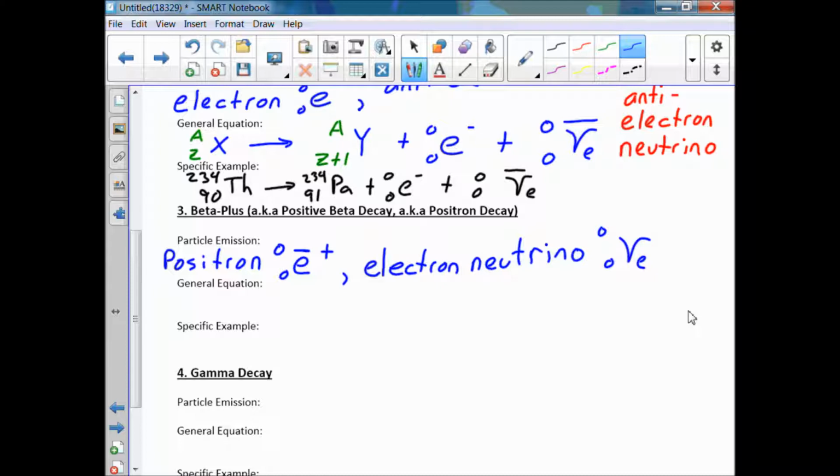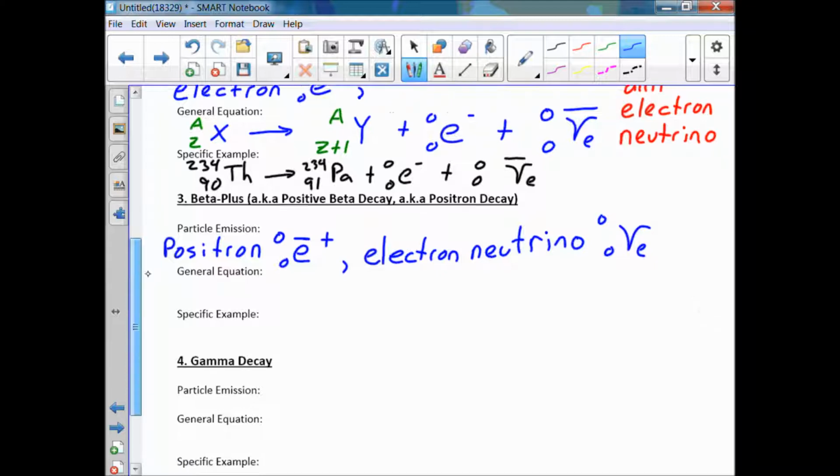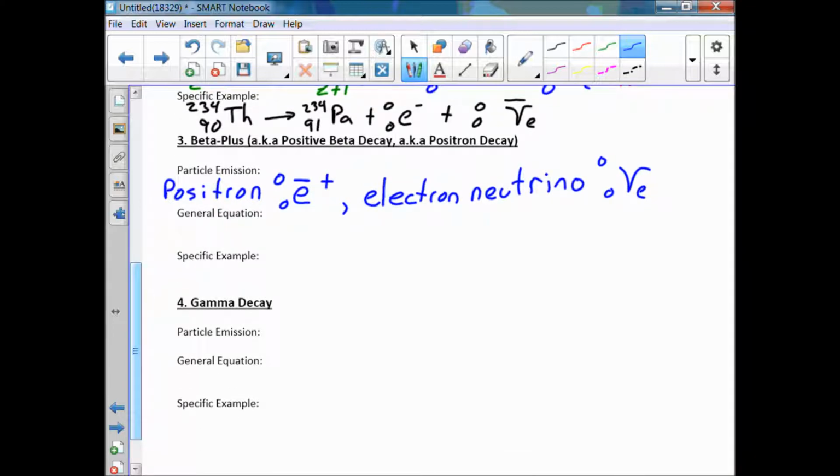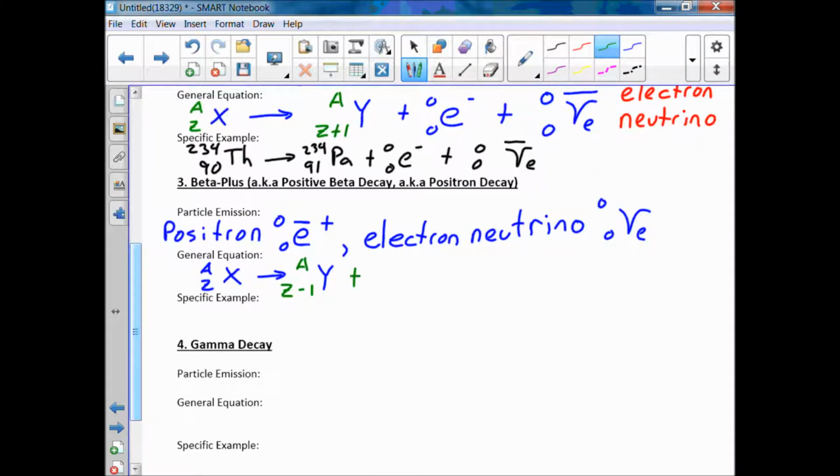All right, general equation. In this case, we have a proton which converts to a neutron. So we've got this element X, again with Z and A. In this case, it becomes Z minus 1, A, plus E.